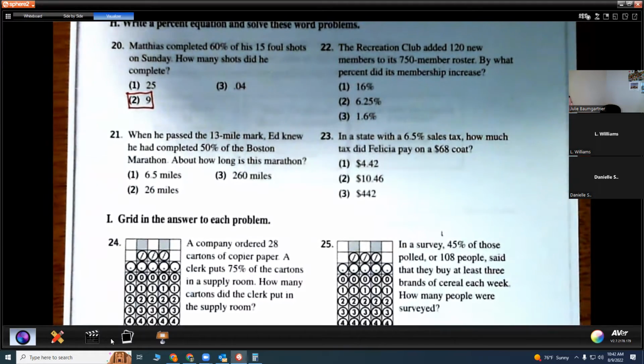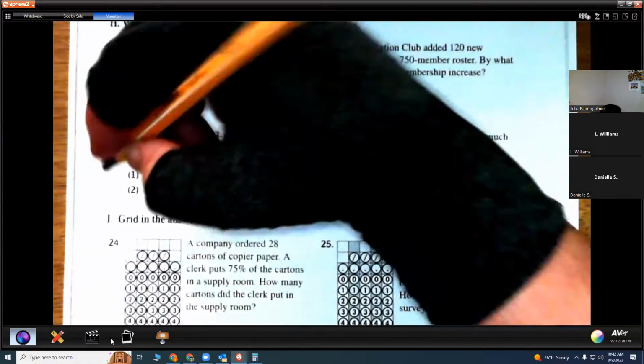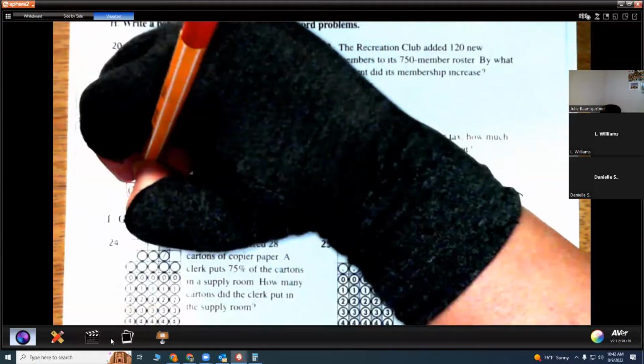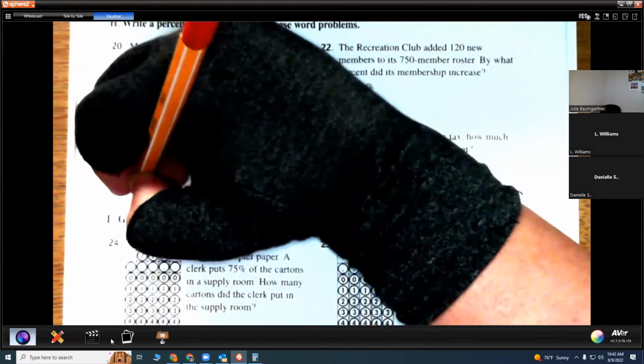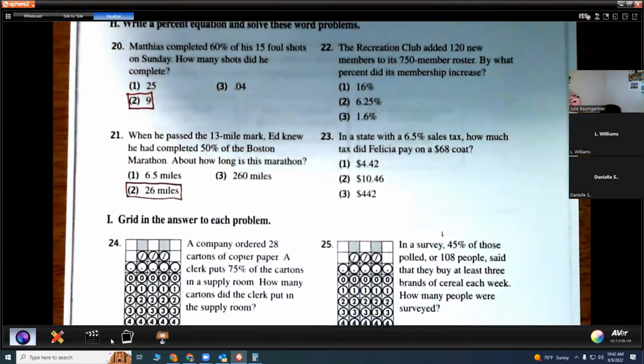All right, when he passed the 13-mile mark, Ed knew that he had completed 50% of the Boston Marathon. So this one, once again, shouldn't have been too hard. The answer is 26, because if he's at 13 and he's made it 50% of the way, then it's another 13 miles to get the rest of the way. So that one shouldn't have felt too crazy.